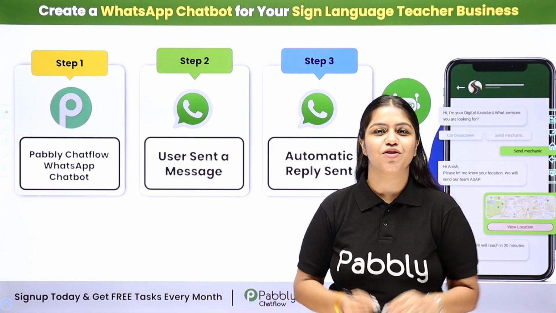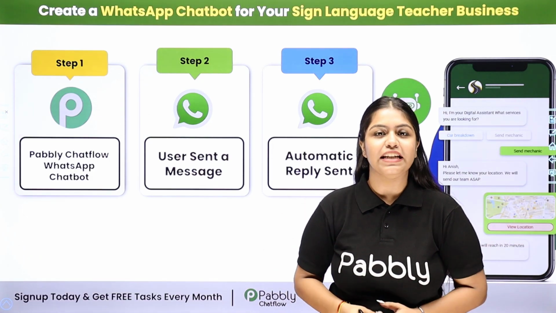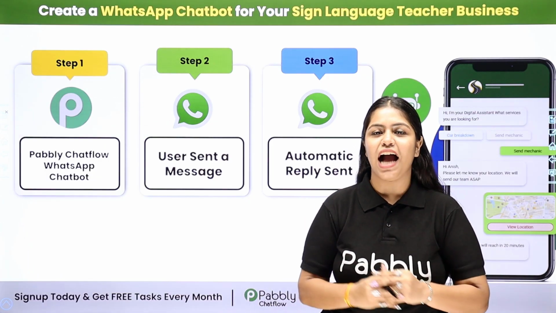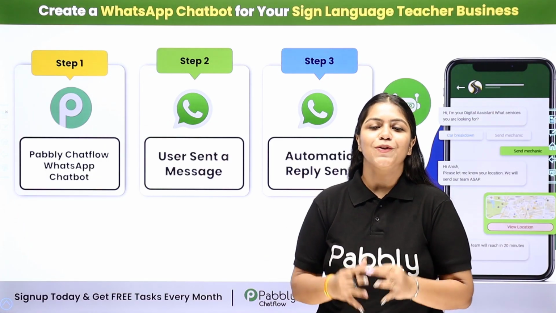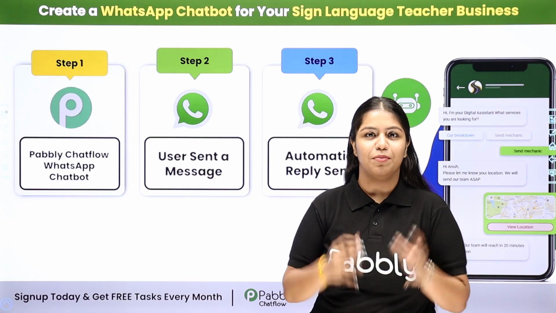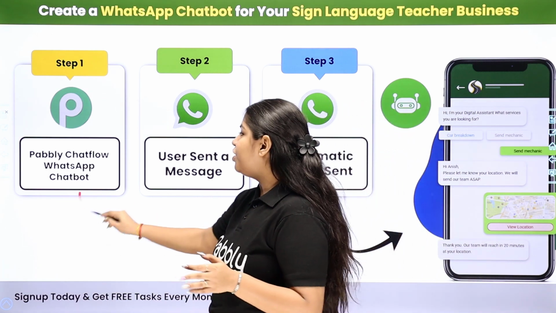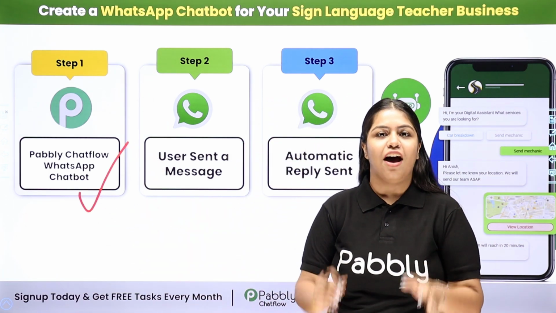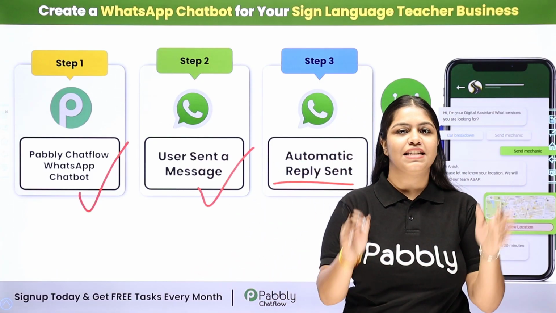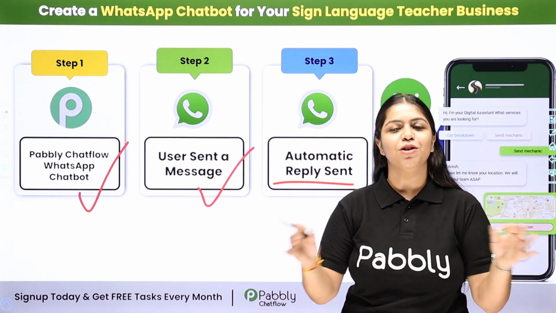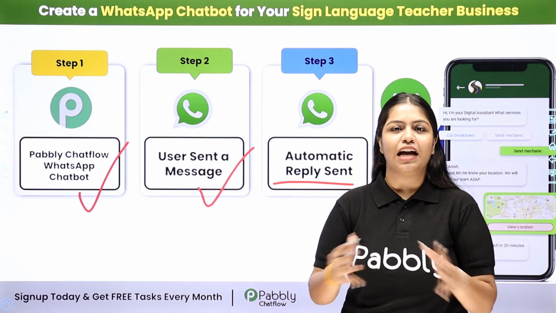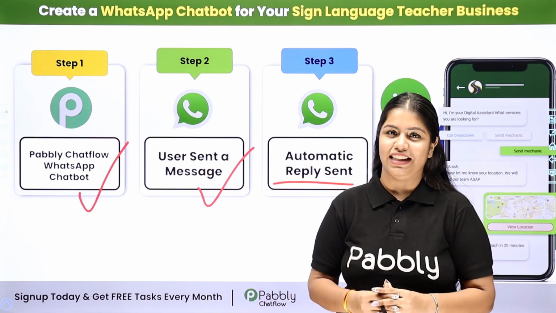So like you, I'm also running this business and we regularly receive user queries on WhatsApp, but it is such a time consuming and tedious task to reply to those same WhatsApp messages over and over again. So to solve this problem, I've simply created a WhatsApp chatbot using Pabbly Chatflow, and now whenever my user sends me a message, an automatic reply will be sent to my user. So if you also want to create this amazing WhatsApp chatbot for your own business, then you have to come with me towards my screen.